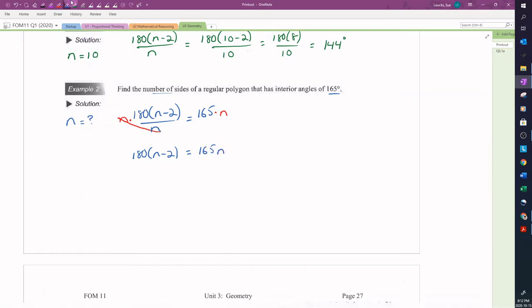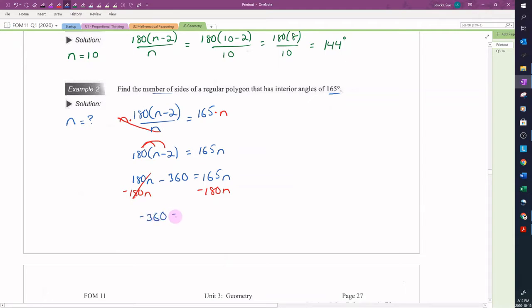165n. And then if I distribute my 180, I get 180n minus 360 equals 165n. And then I can subtract 180n from the left and subtract 180n from the right. And I get negative 360 equals negative 15n. And I divide the left side by negative 15, and I divide the right side by negative 15, and I end up with n equals 24.